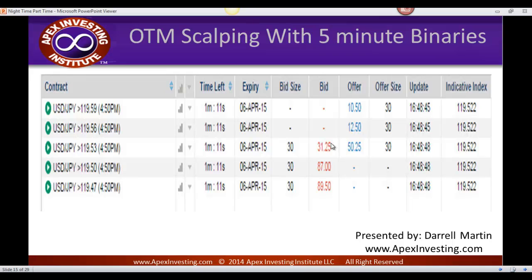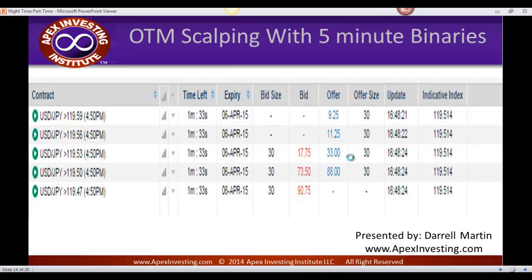Okay? But I don't have to hold it to expiration. If I hold it to expiration and I'm right, it's worth $100. But I don't have to hold it to expiration. Okay? What do I mean by that? Well, let me give you an example here.